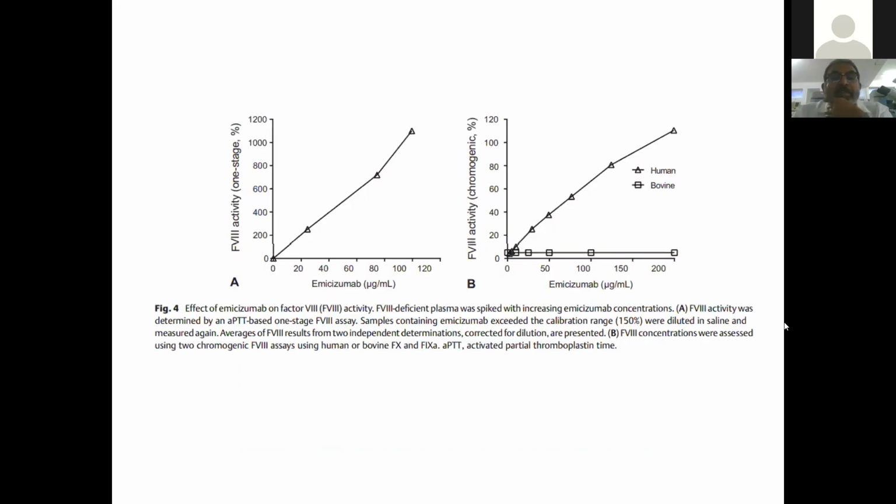So here you can see the one-stage assay, as I showed you in the graph earlier, everything starts at 200% based on the amount of emicizumab concentration that's there. But if you use a chromogenic assay which is human-based, it reflects the emicizumab activity directly proportional to the amount of emicizumab. It's a beautiful correlation between emicizumab and the chromogenic factor VIII assay which is human-based, while bovine is absolutely a flat line, not reflecting any activity at all.